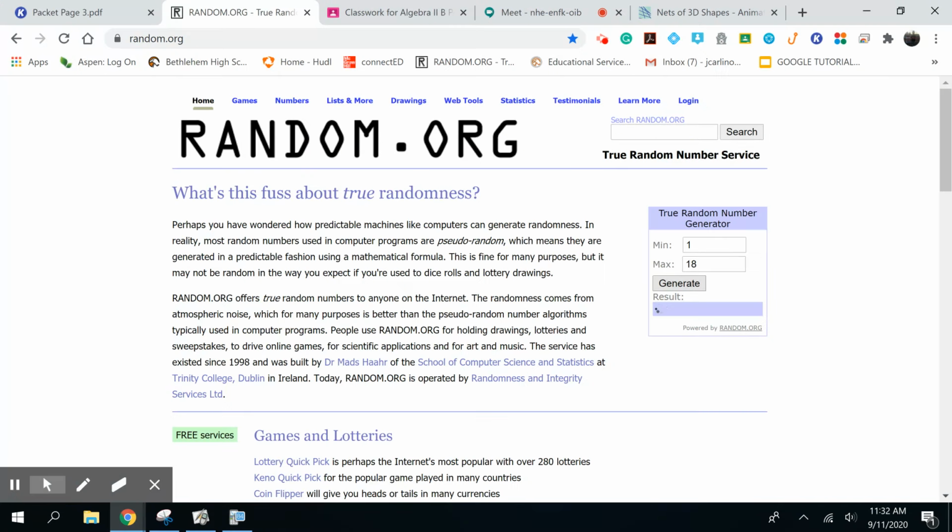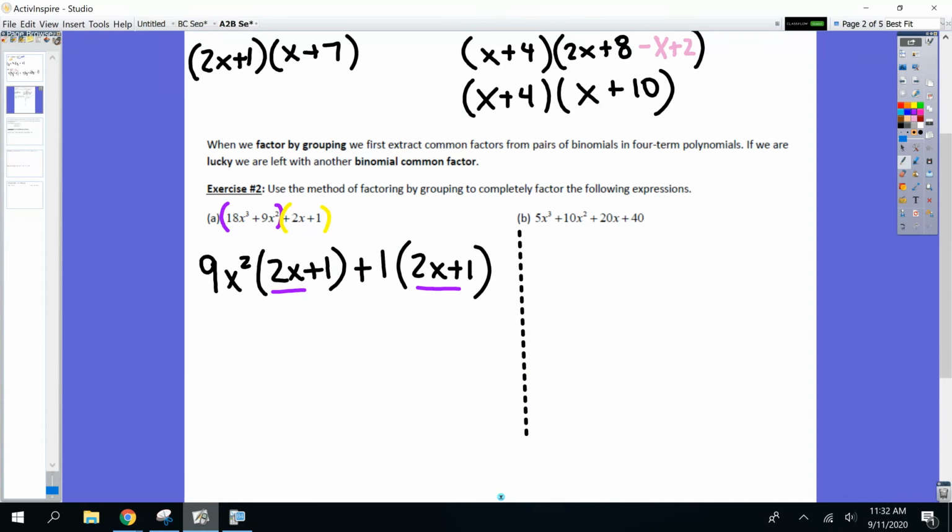Let's finish now. Here we go, 18 going deep. Donovan's not here. Perfect, 17, here we go. Kean, ready? Yeah. What can I take out that's the same on both sides? 2x plus 1. Yep. And then in the other parenthesis, what's left over when I take out a 2x plus 1, Kean? 9x squared plus 1. Boom. Great job, guys. You just factored that 4-term one.